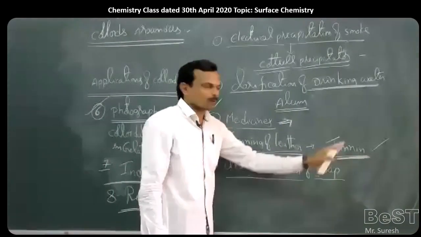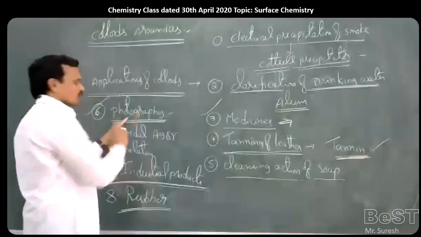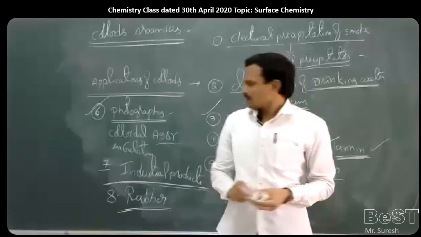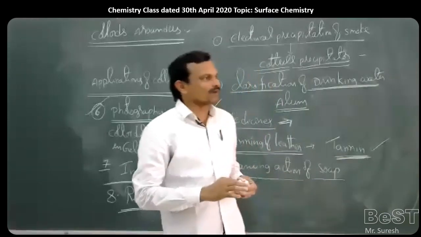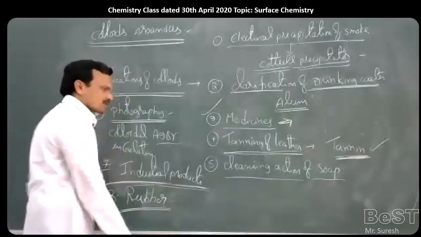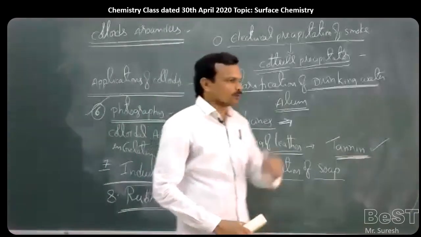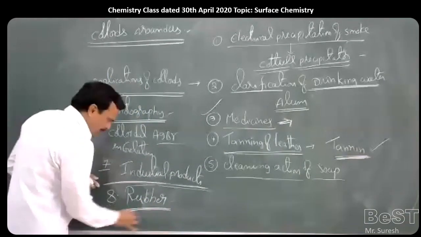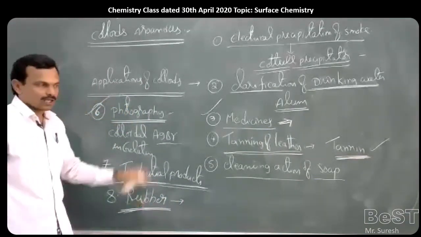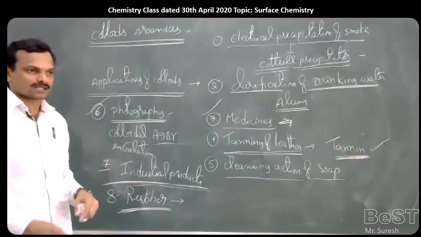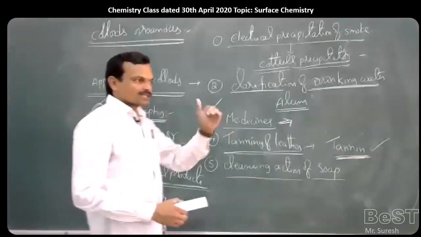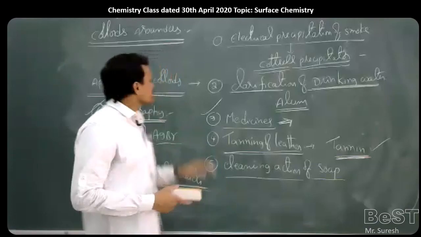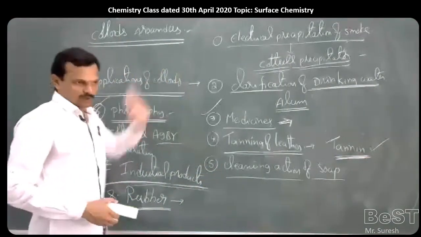Cleaning action of soap by the formation of micelles. Photography: we use a colloidal solution of silver bromide in gelatin, which is applied on a celluloid film or glass. Industrial products, paints, polymers, food products, like this, many industrial products we use are colloidal solutions. Rubber industry: latex is coagulated by adding formic or acetic acid and then it is hardened and its elastic property can be increased by adding a small amount of sulfur, and that process is called vulcanization. So these are applications of colloidal solutions.